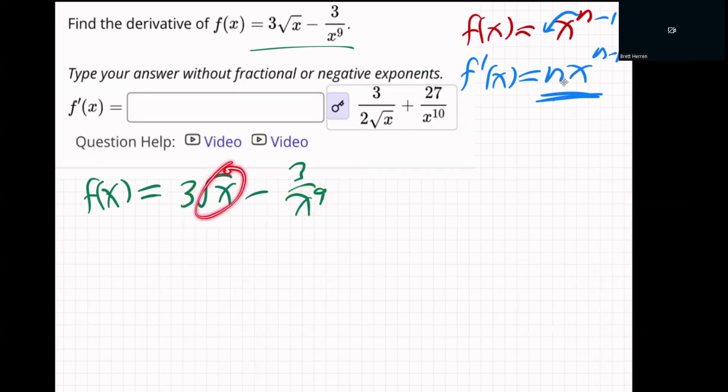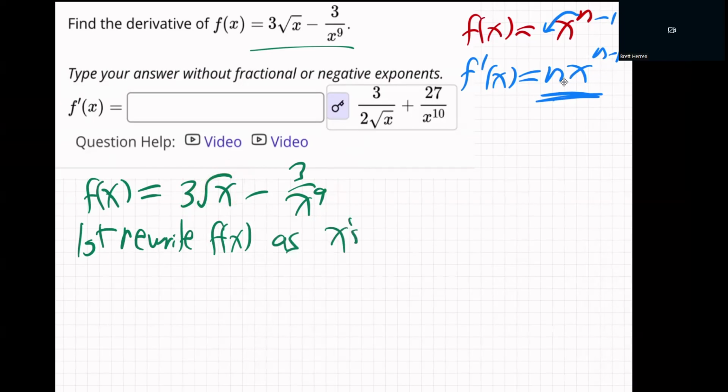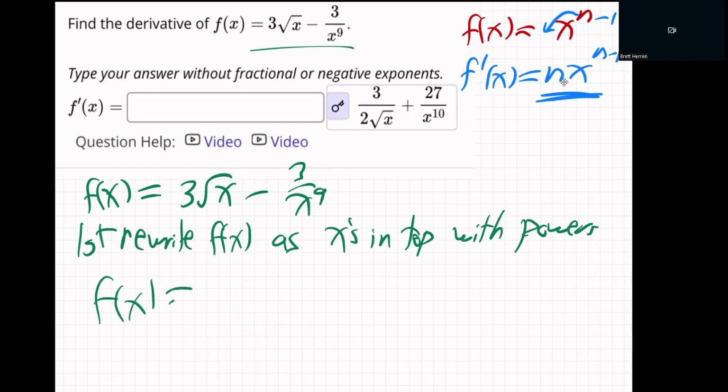And same thing with the root. So basically, the first step here, first rewrite f of x as x's in the top with powers. So I'm going to say, okay, how do you do that? Well, that's x to the half power. Do you remember that? The root of x is x to the half power.